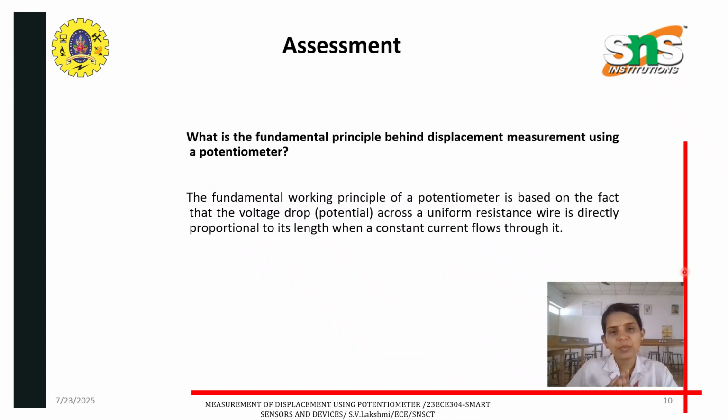Today's assessment is: what is the fundamental principle behind displacement measurement using a potentiometer? As we have discussed, the voltage drop across a uniform resistance wire will be directly proportional to its length with a constant current flowing through it. So through the change in the voltage, we can calculate the displacement of an object.